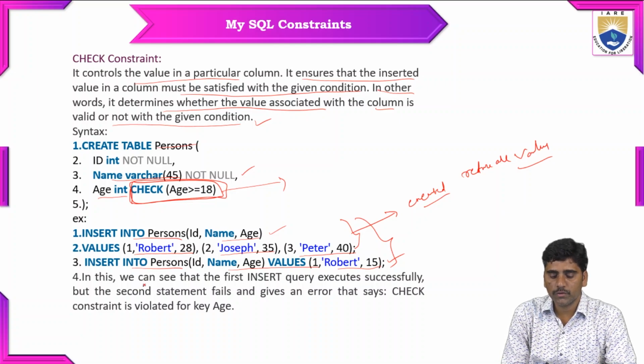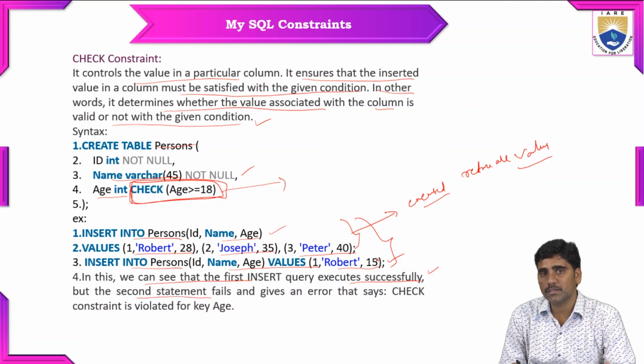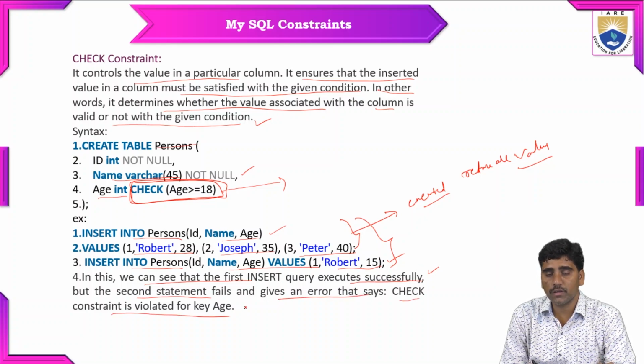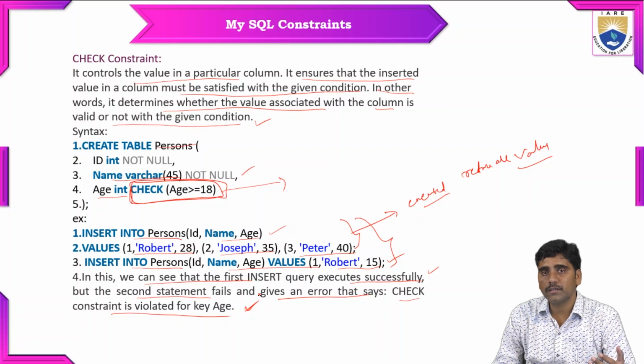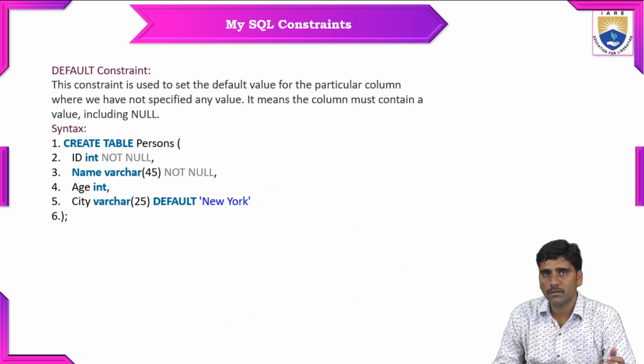In this case, we can see that the first insert query executes successfully, but the second statement fails and gives an error that says check constraint is violated for key age. The value which you are specifying is violating the condition. That is how it enforces the condition.